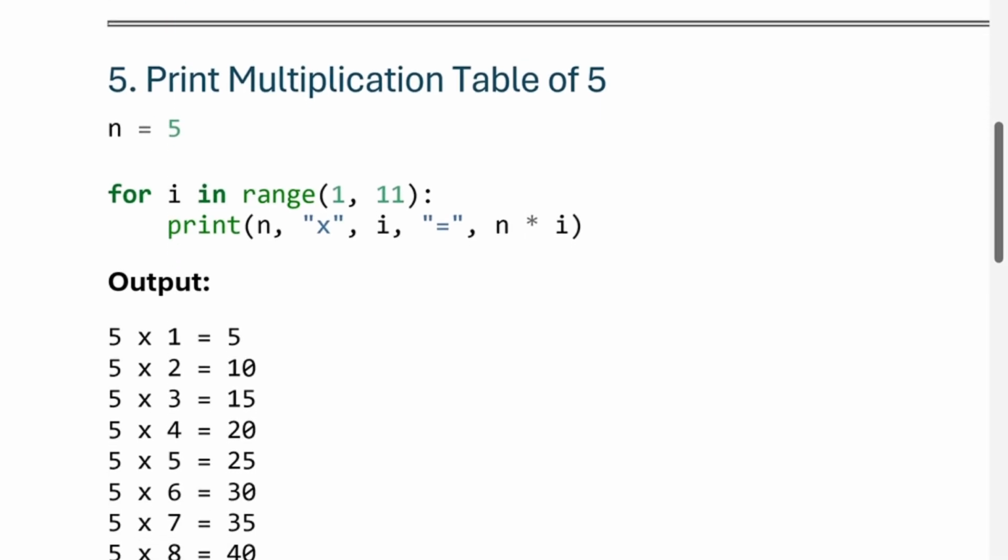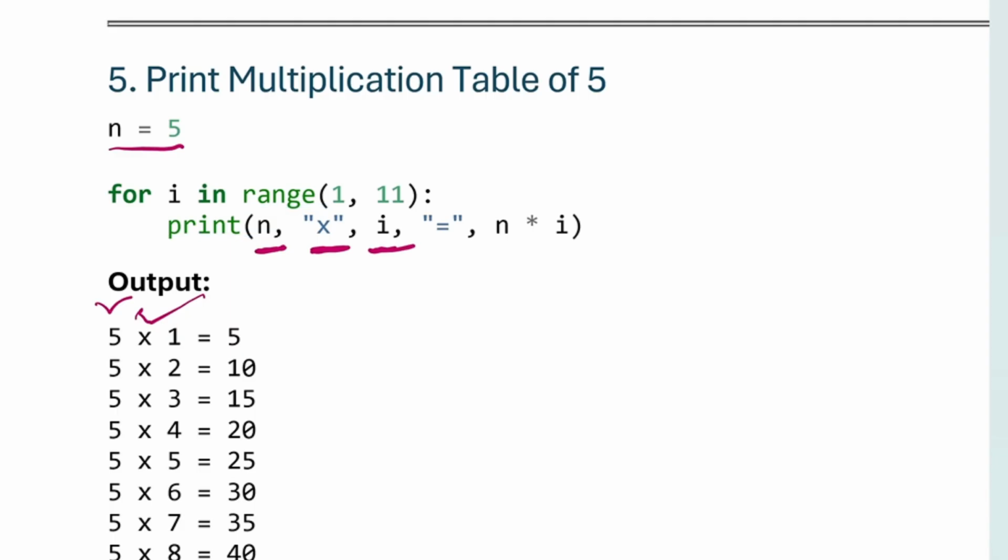Print multiplication table of 5. Here it is given n equal to 5, or you can write 5 directly. Then n means 5. We have to give double quotes. When you give double quotes, it will print as it is. Without double quotes, it will print the value of the variable, that is 5, comma for space.